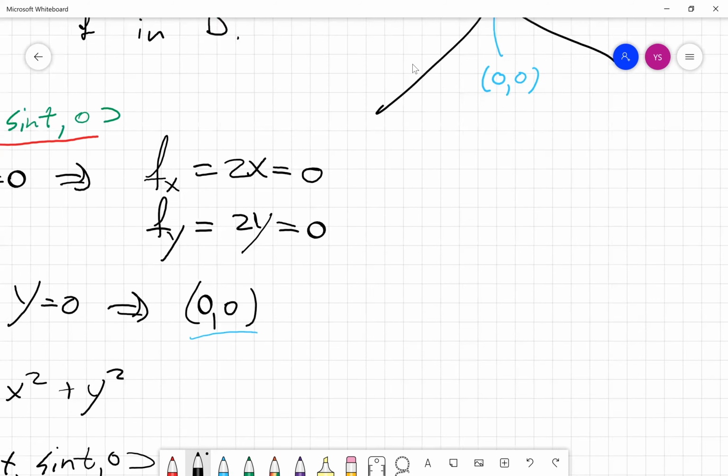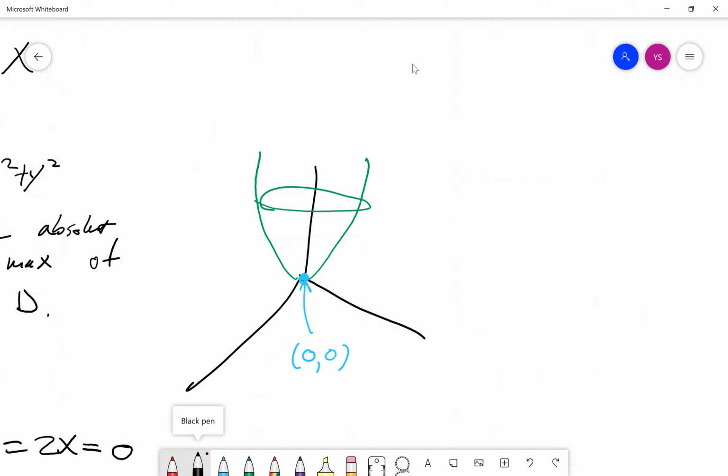And that makes sense. They're all some curve like this, where all your points are just 1. So the entire thing is your absolute maximum. All the points on the boundary give you your absolute maximum, which is f of x, y equal to 1. Any questions about this?